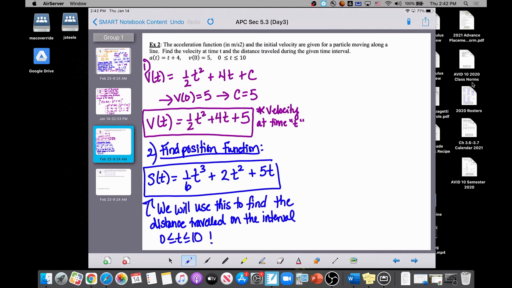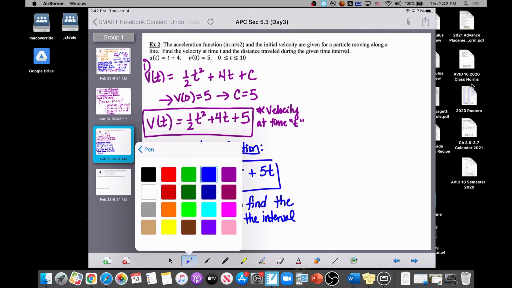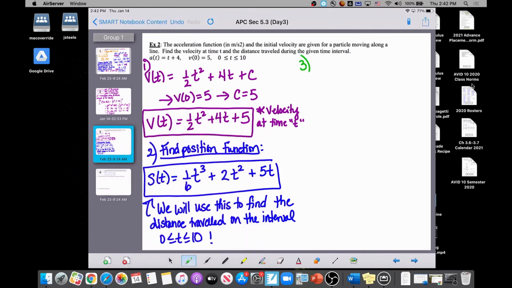Okay. In order to do that, though, of course, we need to know when our particle is stopped, right? Because we know that when it's stopped, it's changing direction. So that's going to be our next step here. I'll call it step 3. Our particle is stopped when our velocity is 0.